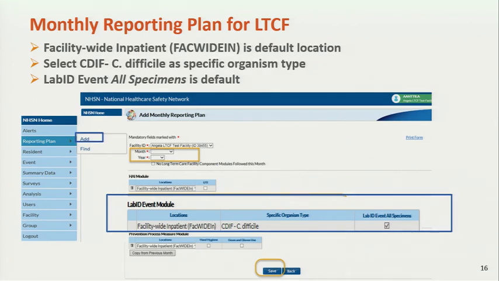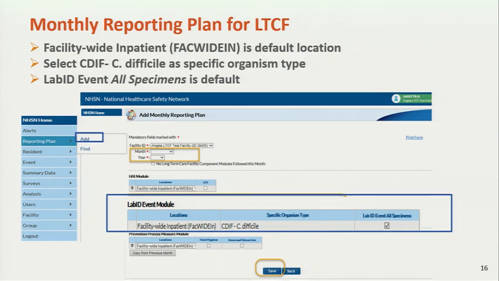Remember, there are 3 modules that you can report from. You can pick reporting out of each of the modules, or you can select one module. If you're only interested in looking at C. difficile infection events in your facility, then you go to this LabID event module. The location is the default for FAC-wide IN. You'll have a drop down for specific organism type, and you'll want to select C. diff or C. difficile. And then you'll notice in the last box, this is LabID event, all specimens.